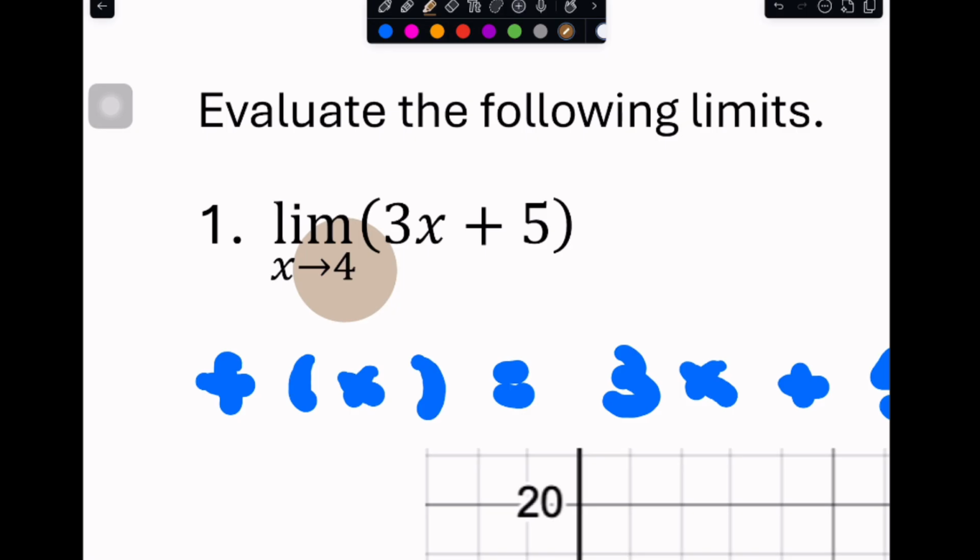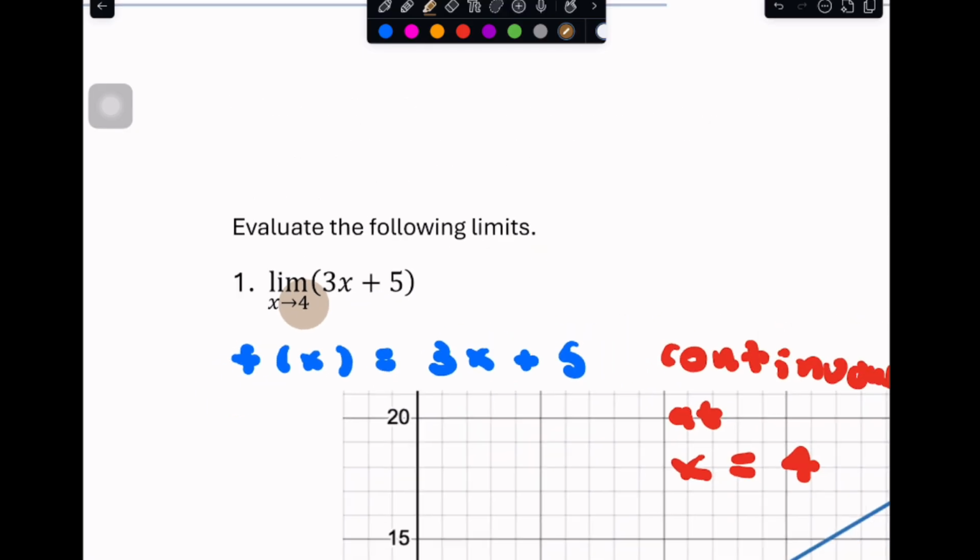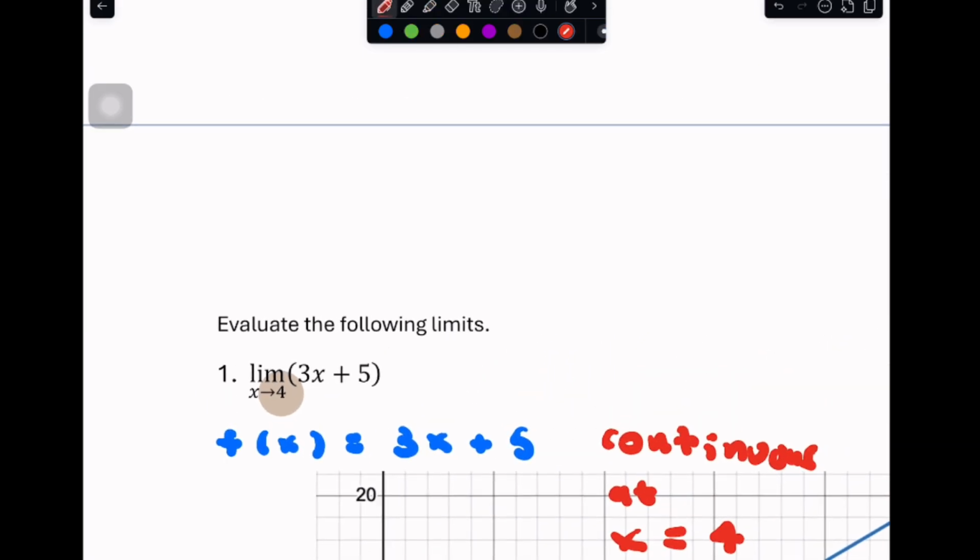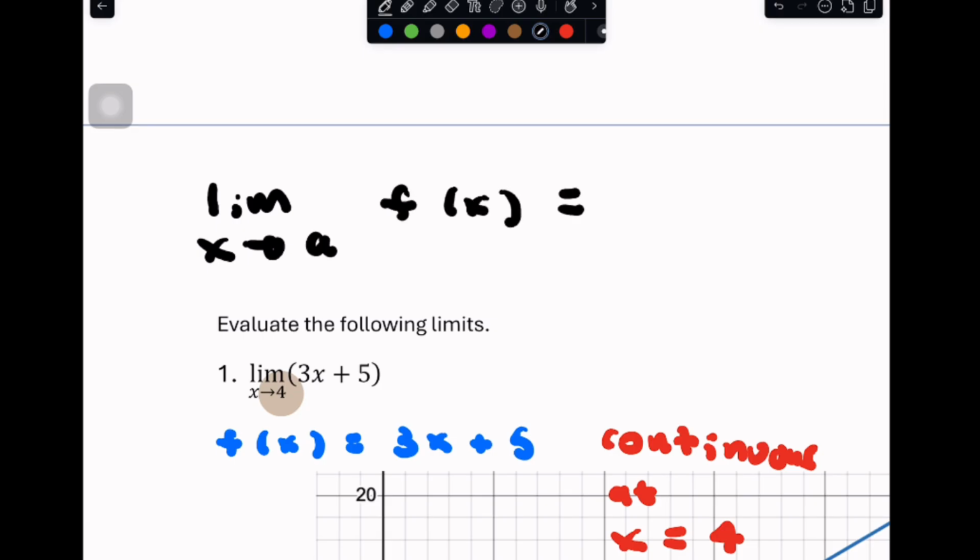Now, how do you use that knowledge and information? What you do is you use the definition I gave you: that the limit as x goes to a of f of x will equal f of a. This is what you guys use to evaluate the limit. Now, how simple is that? Well, let me show you guys.